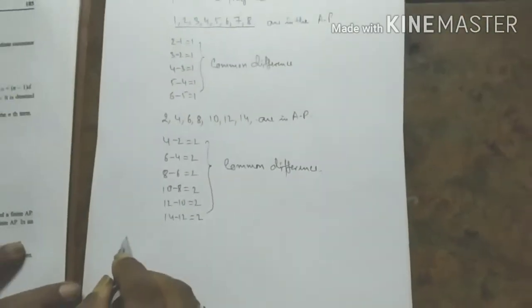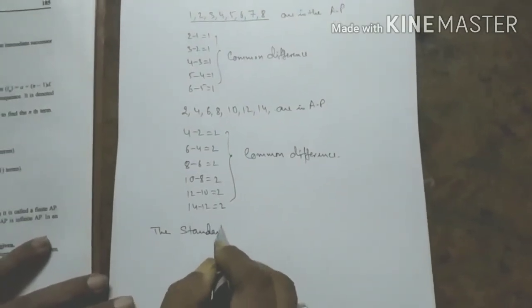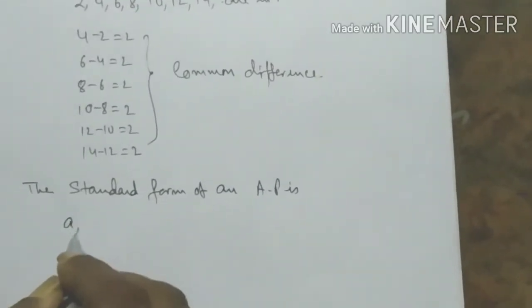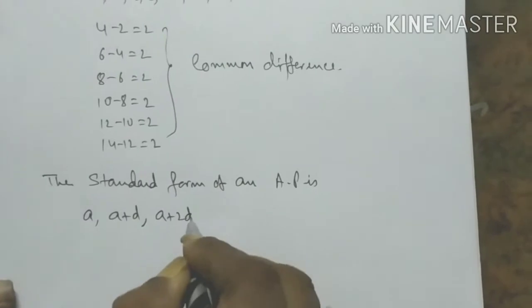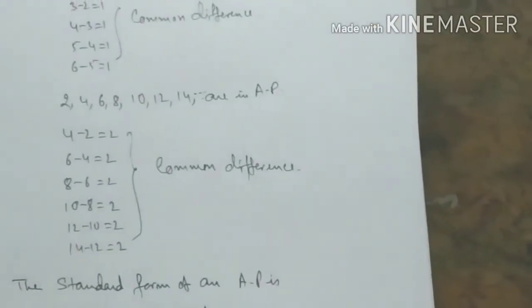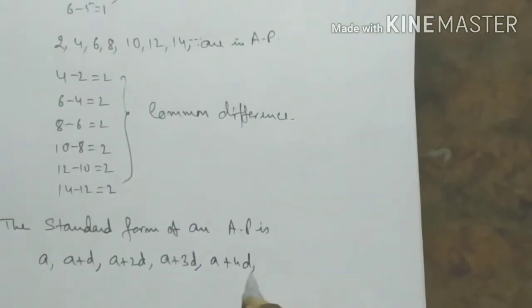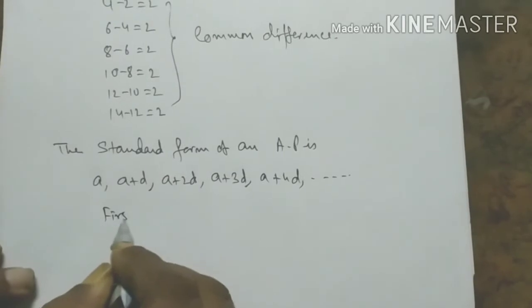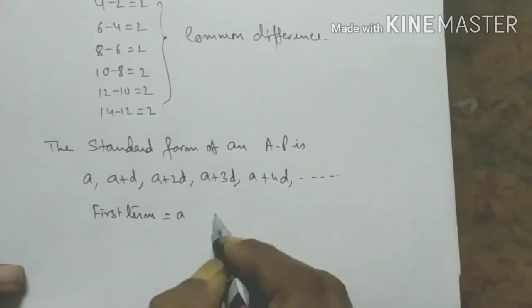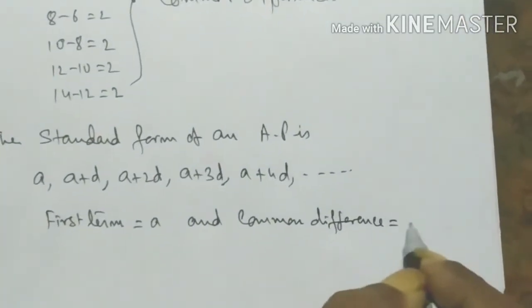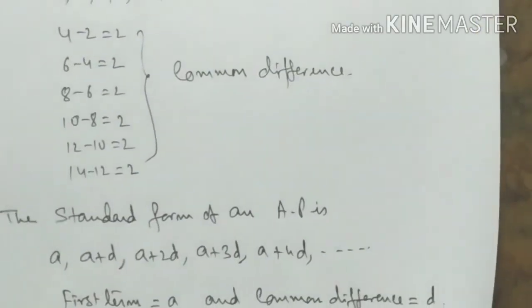So the standard form of an arithmetic progression is a, a plus d, a plus 2d, a plus 3d, a plus 4d, and so on. This is the standard form of an AP. And here the first term is a, and the common difference is equal to d. So this is arithmetic progression.